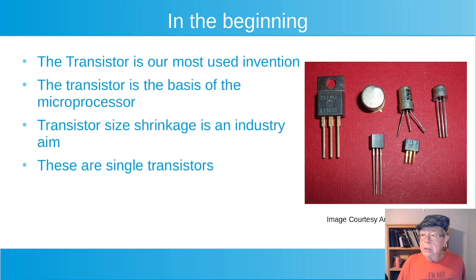So, in the beginning was the transistor. This was invented in the 50s, and it is actually our most used invention. There are more transistors made than any other device that humans have ever invented. The transistor is the basis of the microprocessor. Basically, a microprocessor is a bunch of transistors shoved into a very small package.